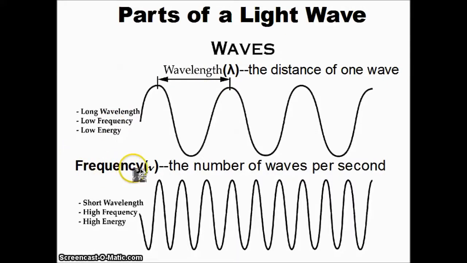Then you also have frequency, which is just a cursive v. And this is just the number of waves per second. So let's say this is second 0, this is second 1 here. However many waves you have in that particular second is the frequency. So we can look at these two different waves and compare. The wavelength here is larger, the wavelength here is smaller, and then the frequency here is larger, and the frequency on this wave is smaller.